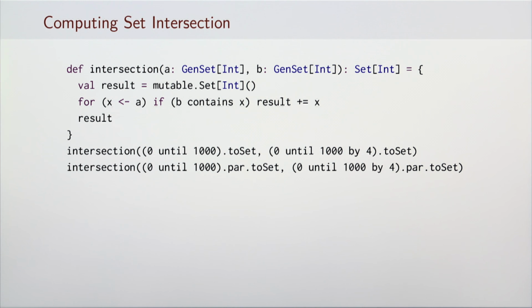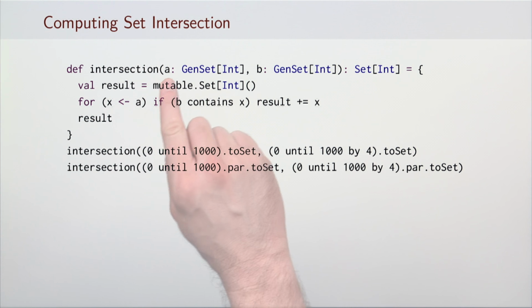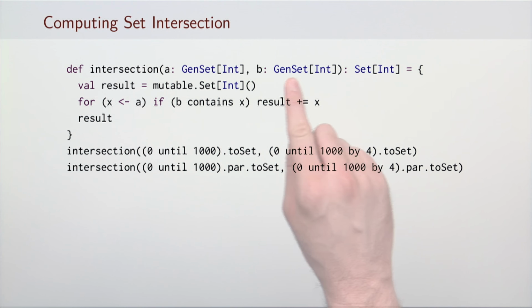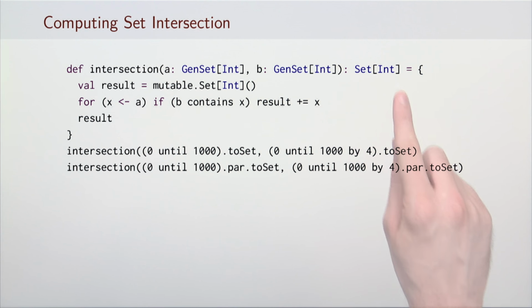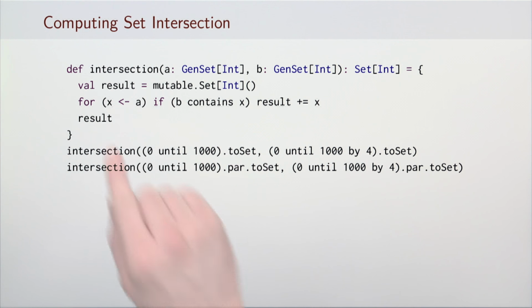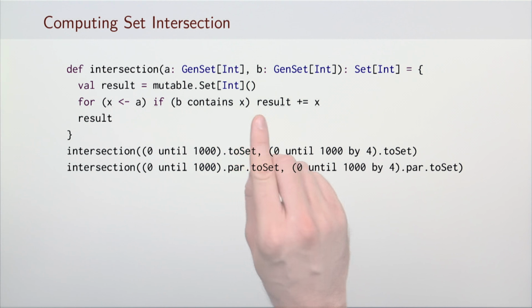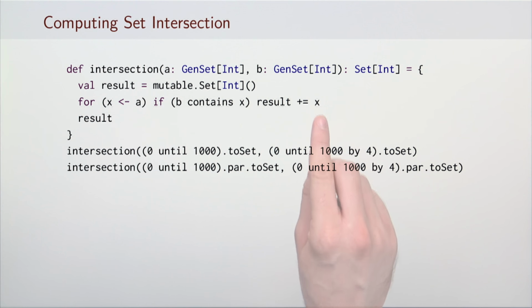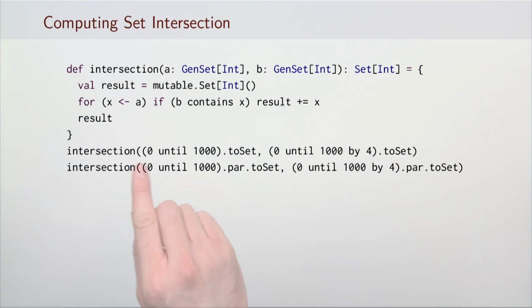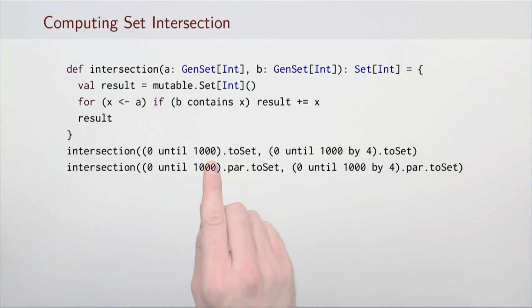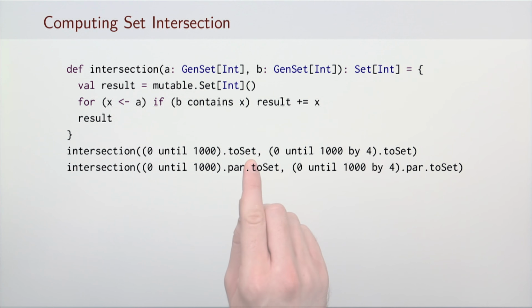Now, consider the following snippet. We define the intersection method, which takes two generic sets A and B and returns another set as a result. The method starts by creating a mutable set and then traverses the set A. For each element x in set A, the method checks if B also contains that element x, in which case it adds x to the resulting set. The program then calls intersection for two sequential integer sets, each obtained by constructing a range collection and converting it into a set.